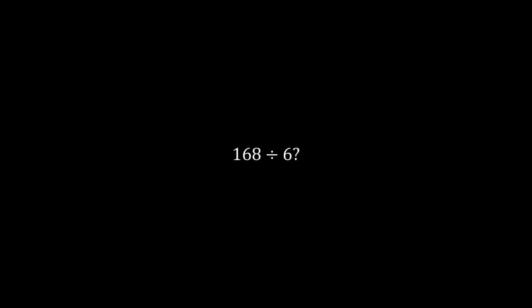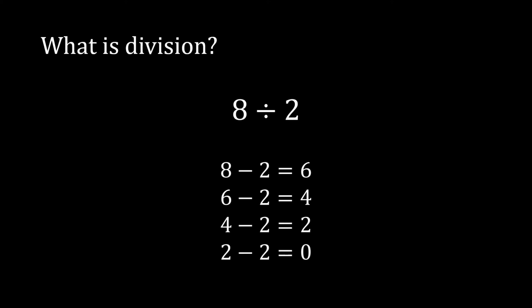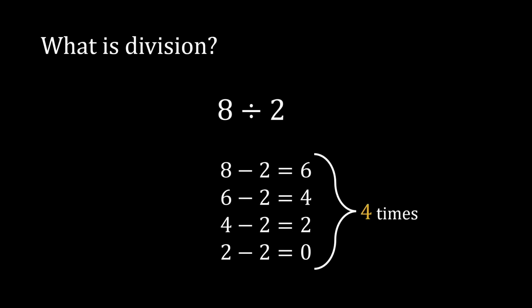So let's move on to division. So let's define division. Well, one way we could think of division, and we'll use 8 divided by 2 as a simple example, as repeated subtraction. How many times do I have to subtract the divisor, which in this case is 2, to get to 0? Well, we subtracted 2 4 times from 8 to get to 0, so 8 divided by 2 is 4.